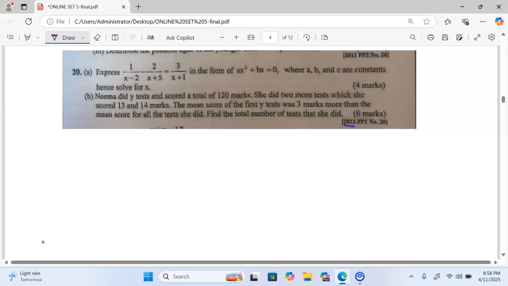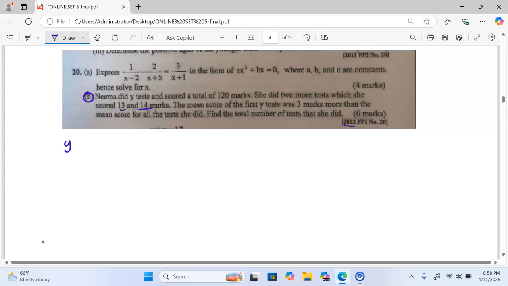KCSE 2012, Paper 1, Number 20, Part B. Nema did Y tests and scored a total of 120 marks. She did 2 more tests which she scored 13 and 14 marks. The mean score of the first Y tests was 3 marks more than the mean score for all the tests she did. Find the total number of tests that she did.